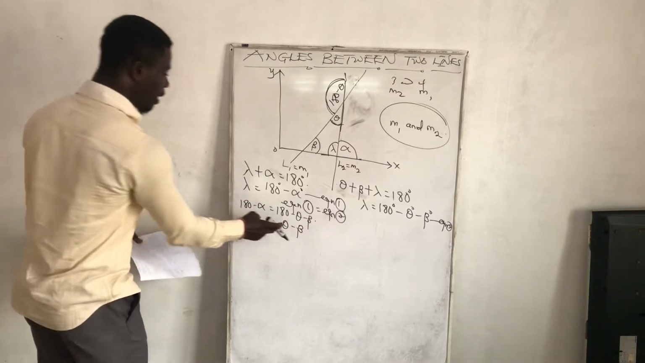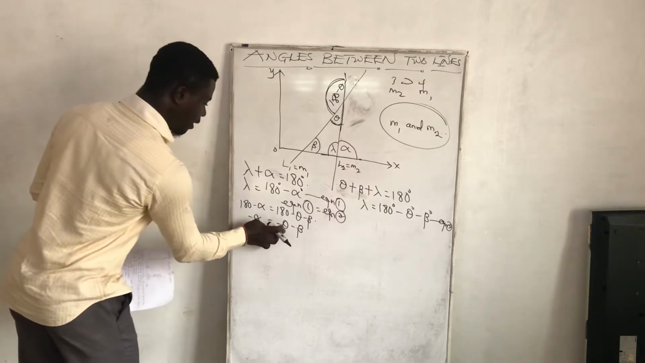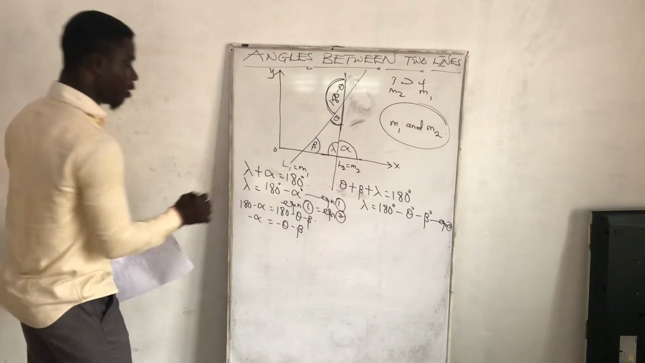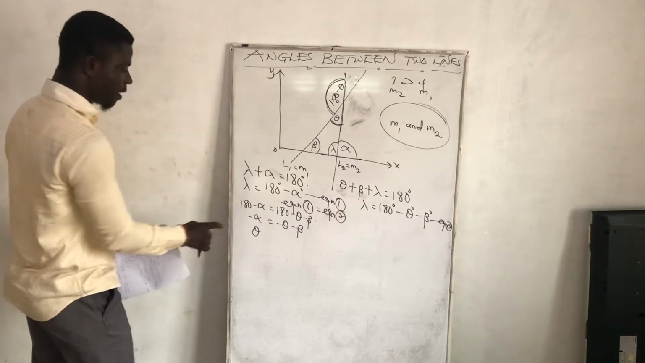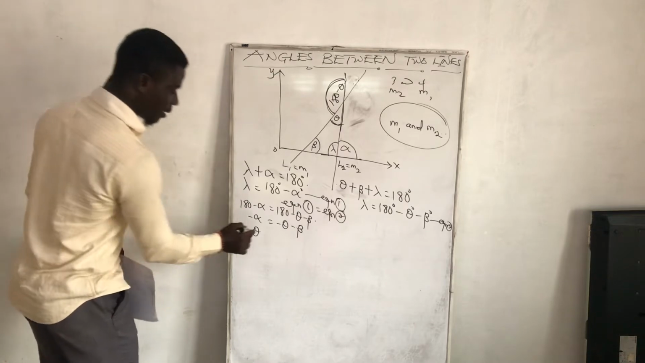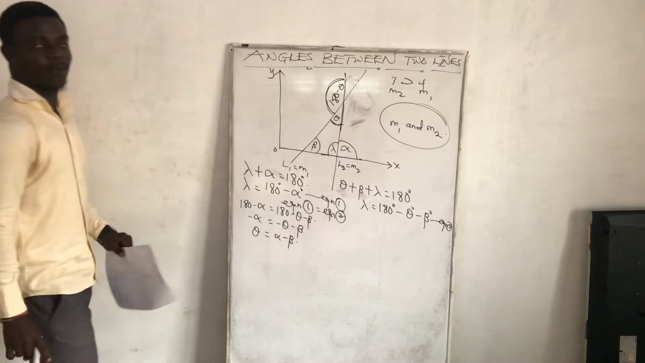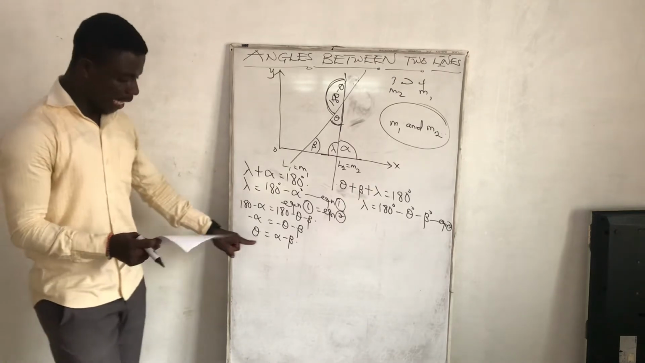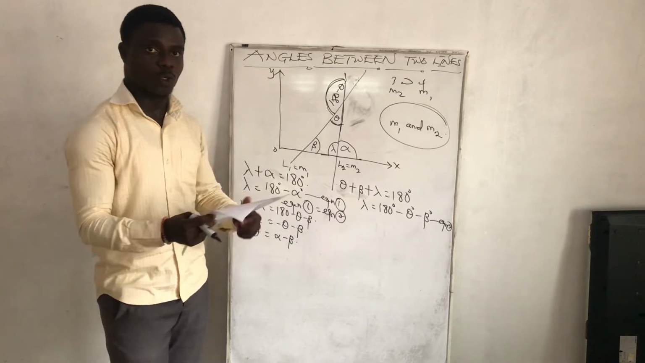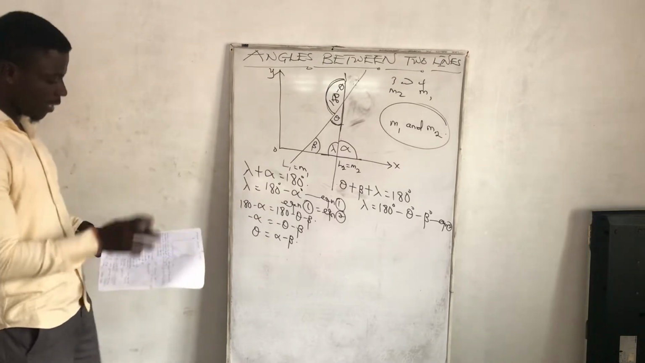So now we want to make theta the subject. So we send this negative theta to the left hand side to become positive. So I'll get positive theta. Then I send this one to the right hand side, so being equal to alpha minus beta. So I have theta being equal to alpha minus beta. So now, let's proceed.